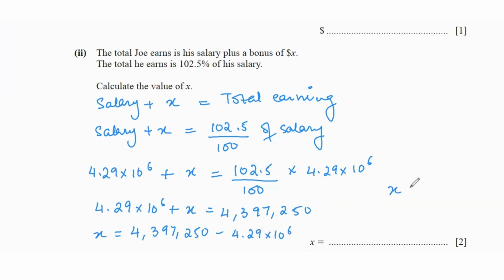And that is going to give us $107,250. That is the value of X, which is his bonus.